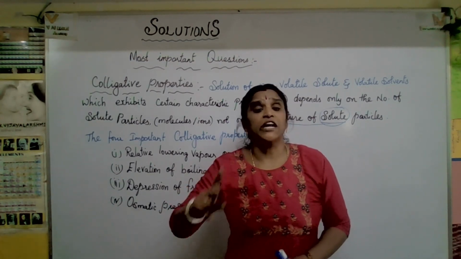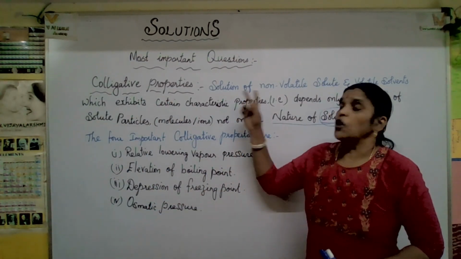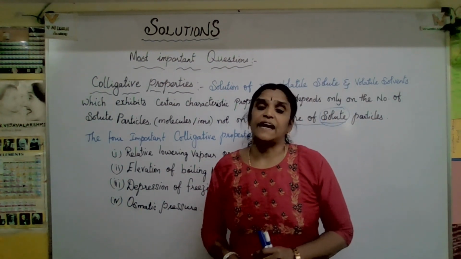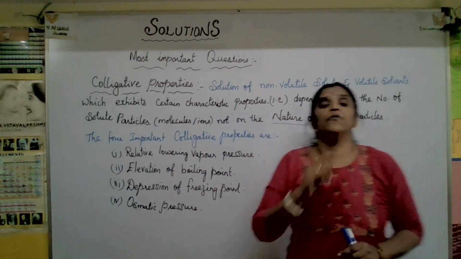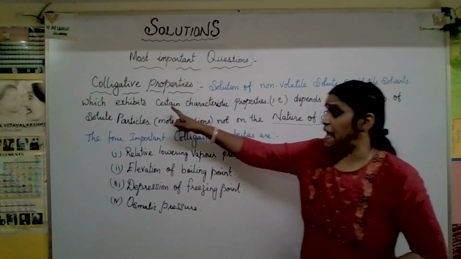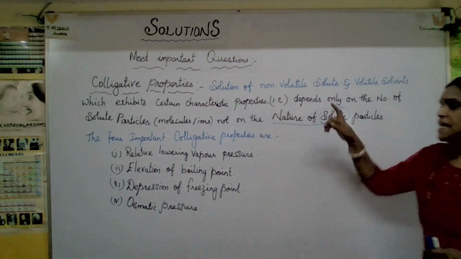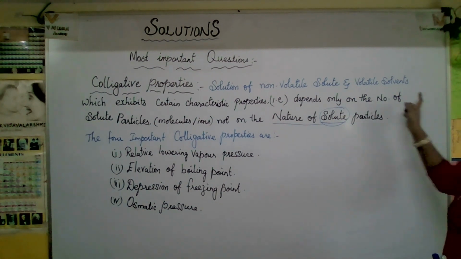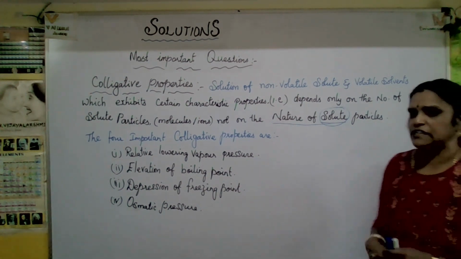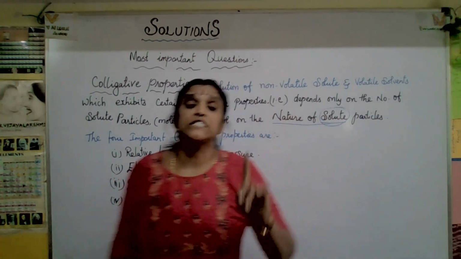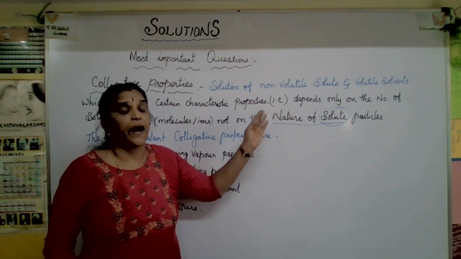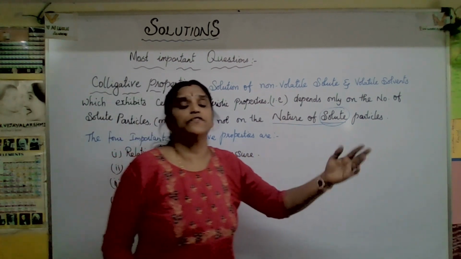The next important questions are from colligative properties. Where do we get this colligative property idea? That is from Raoult's law, second category, non-volatile solute and volatile solvent. These exhibit certain characteristic properties that depend only on the number of solute particles, not on the nature of solute particles. See, they mention only the solute particles, how many number of solute particles are taking part.